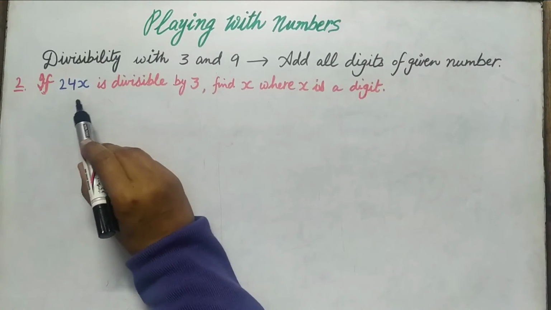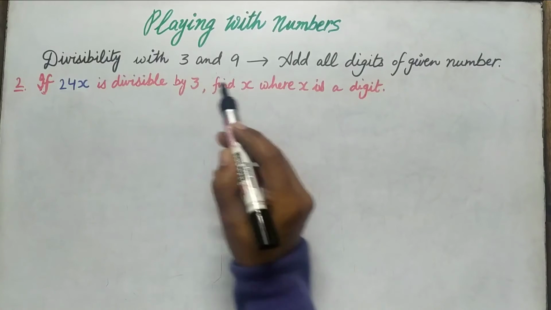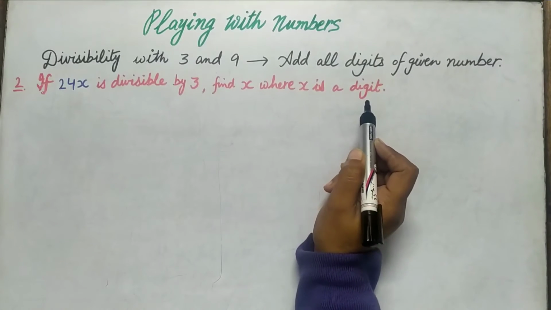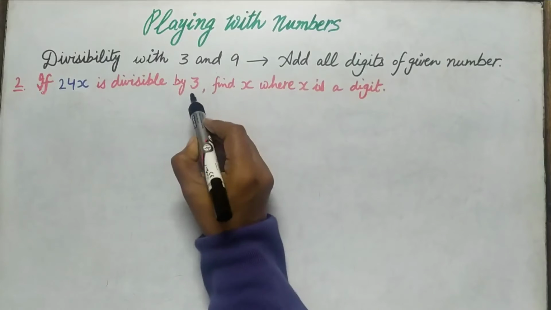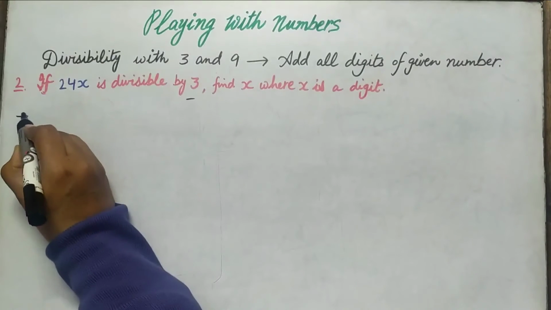If 24x is divisible by 3, find x where x is a digit. Here, divisibility with 3 is discussed. Let us see the solution.